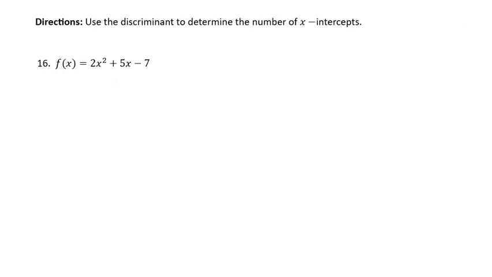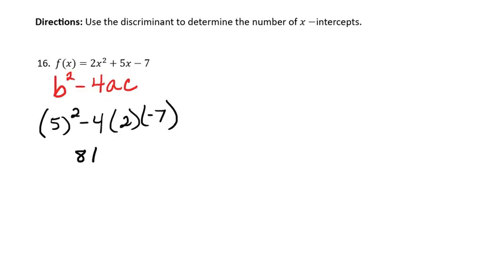In the next set of problems, we're asked to use the discriminant to determine the number of x-intercepts. And my formula for the discriminant, b squared minus 4ac, is on your reference sheet. It's also the part of the quadratic formula that is under the radical sign. So my discriminant is 81.